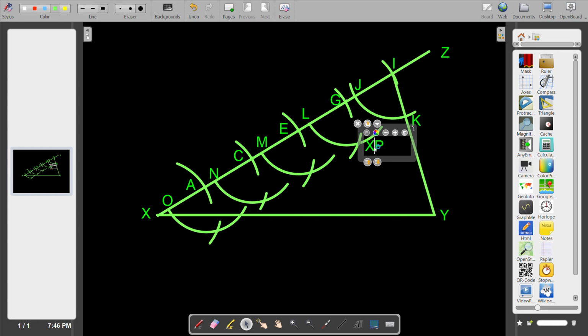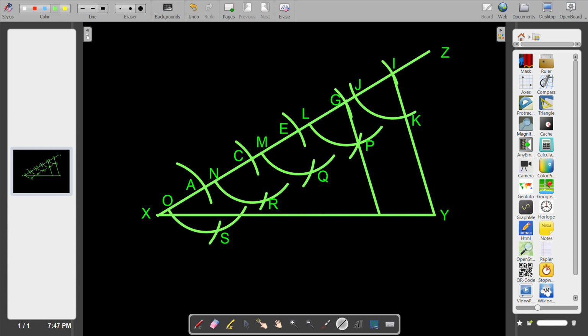Now we consider the name of this point P. This point Q. This point R. And this point S.